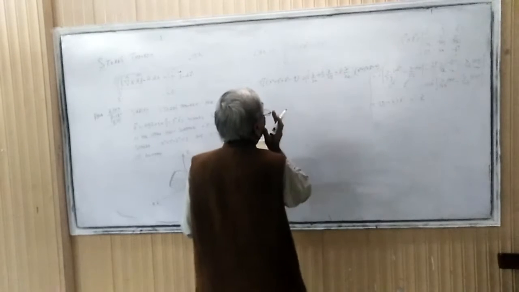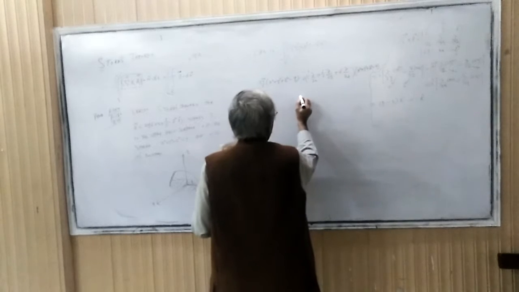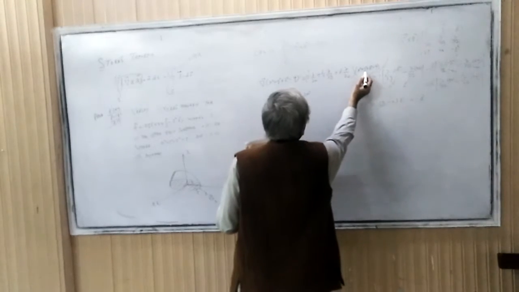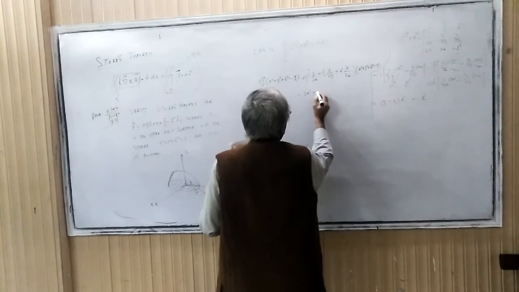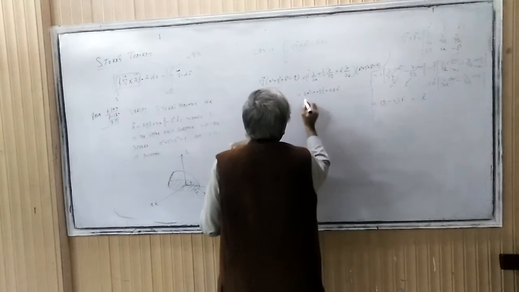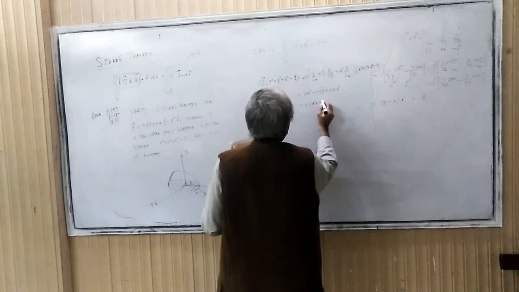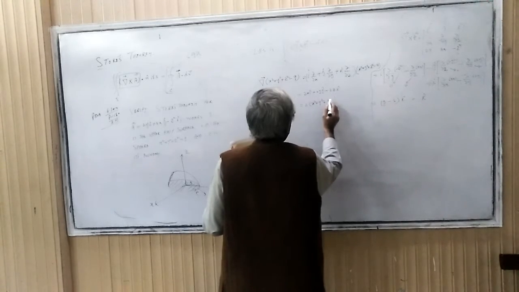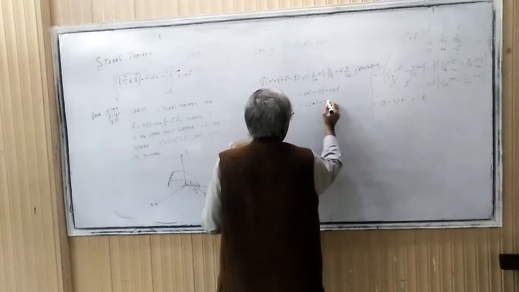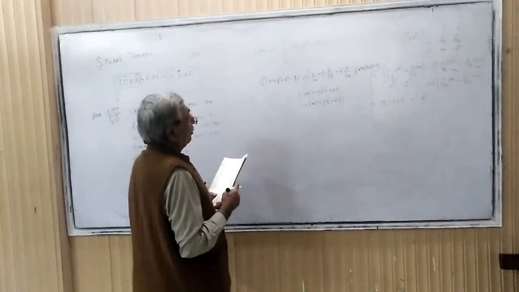Okay, so if you calculate it, you differentiate each term, so you will have 2x i plus 2y j plus 2z k. If you take 2 common, it is 2 times x i plus y j plus z k. That is a vector which is perpendicular to the surface.